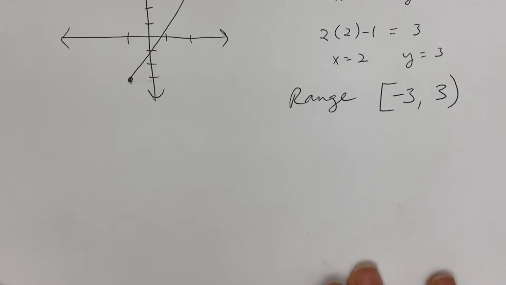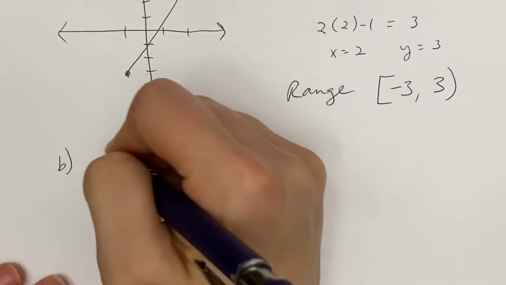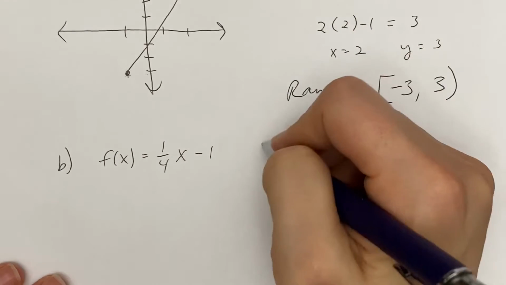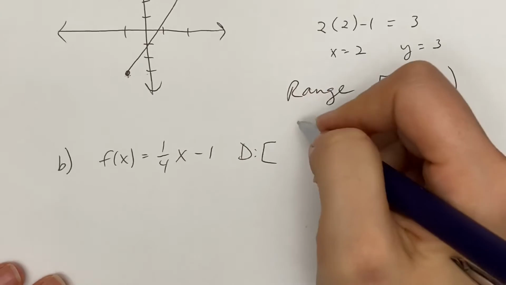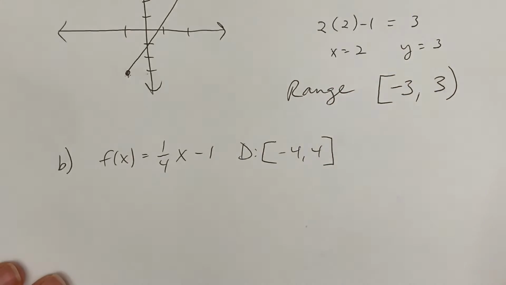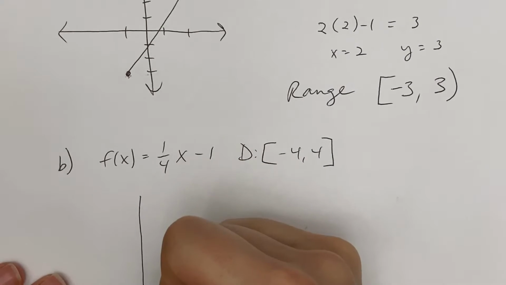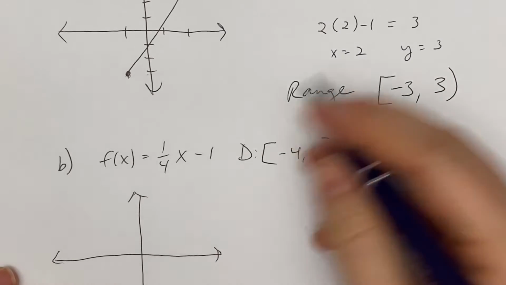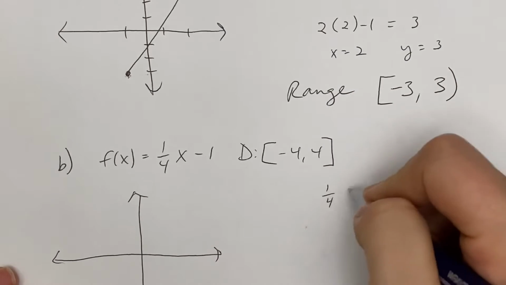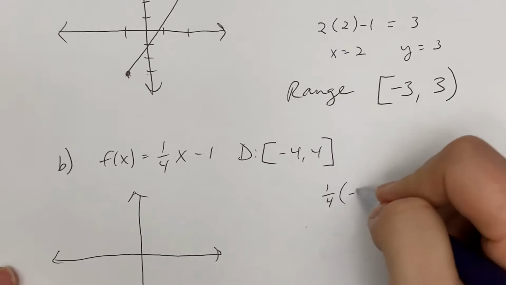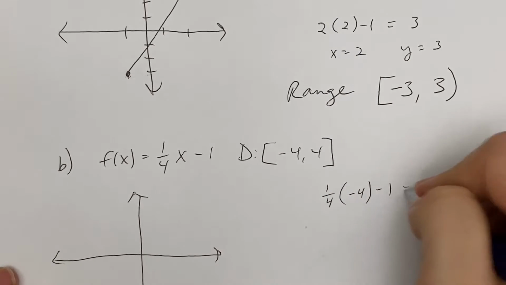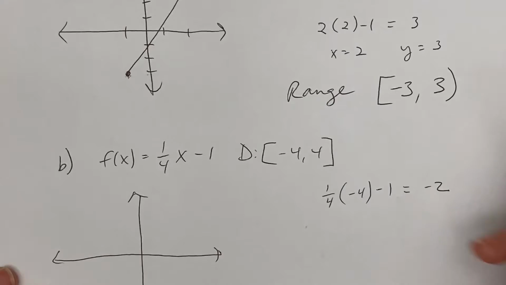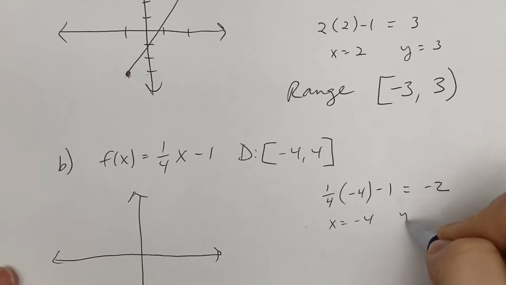So let's do another one of those. Okay, this time our function is 1/4 x minus 1, and we're given a domain of -4 to 4. So again, I'll draw a little coordinate plane here. And I'm going to substitute these x values in and see what I get for my y value. So 1/4, I'm going to replace the x with the -4. It's my left bound. So whenever I evaluate that, if I multiply these together, I would get -1 minus 1 would be -2. So when my x value is -4, I get a y value of -2.